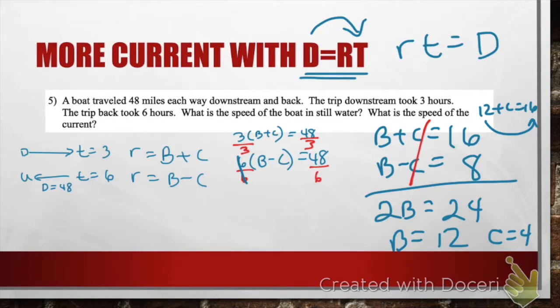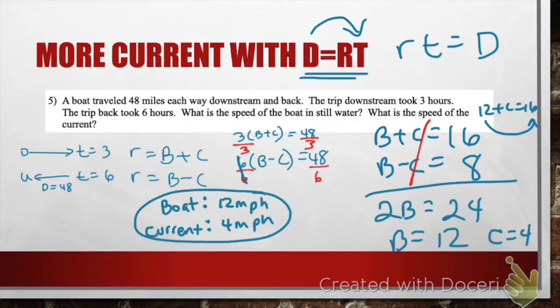We're not finished. We have to write what this means. It means that the boat traveled at 12 miles per hour, and the current traveled at 4 miles per hour. We just combined distance equals rate times time with the ones we did last week, where we put them in the place of the rate. But now we have to keep track of the time and distance with it. Let's move on to another one.